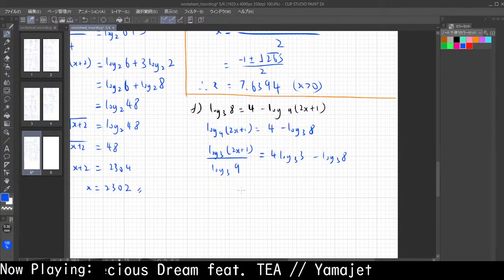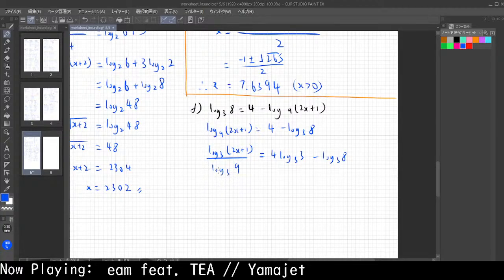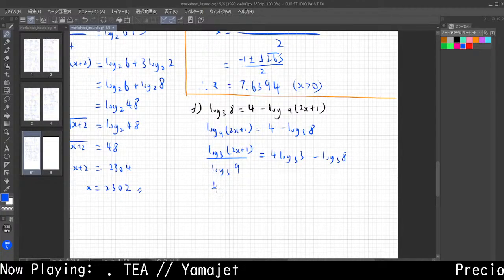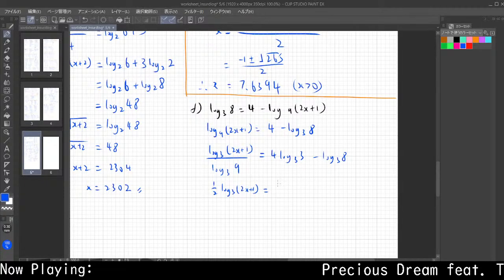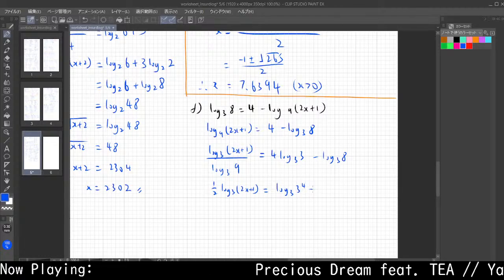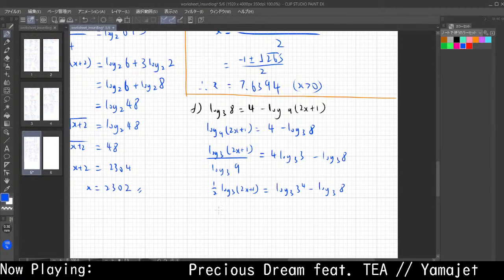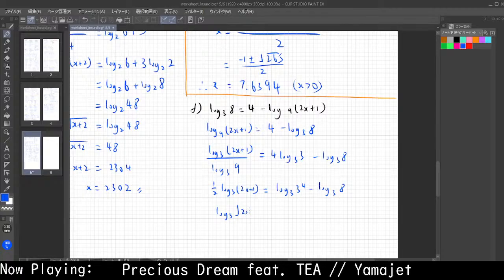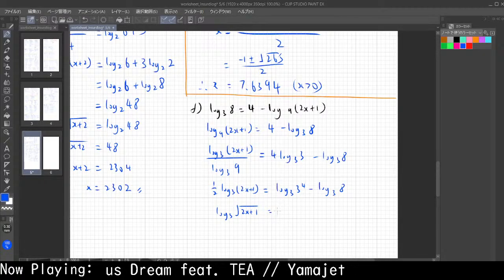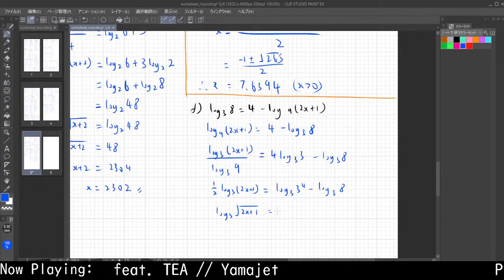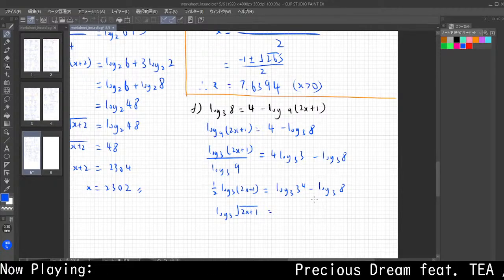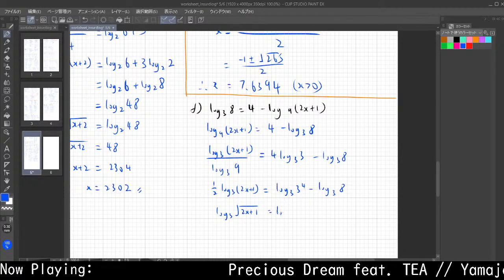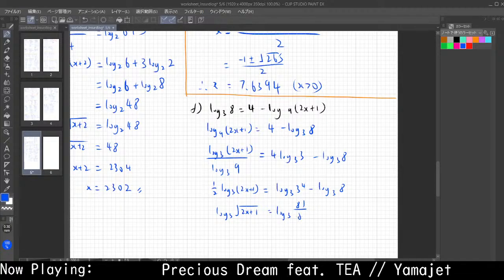Log base 3 9 is 2, and then you bring it up in front as 1 over 2. So 1 over 2 log base 3 2x plus 1 equals to log base 3 3 to the power of 4 minus log base 3 8. Log base 3 square root 2x plus 1 is equal to, so this is, okay, log base 3 81 over 8.